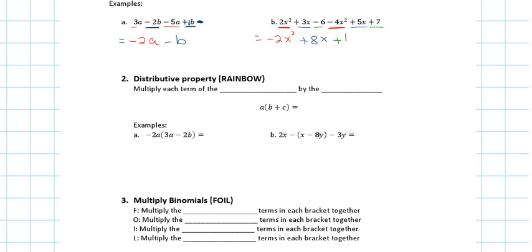So multiply each term of the bracket by the coefficient, or by the preceding term if you want. Actually, let me use better words. Multiply each term of the binomial. Do you guys know what binomial and monomial mean?